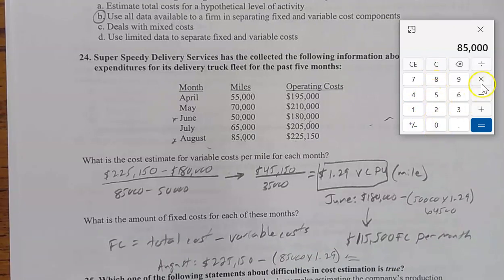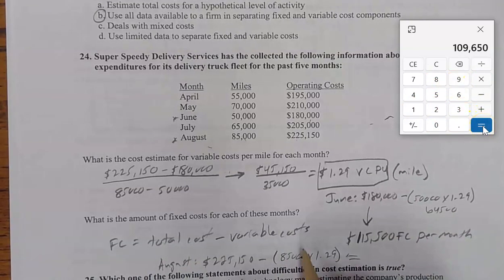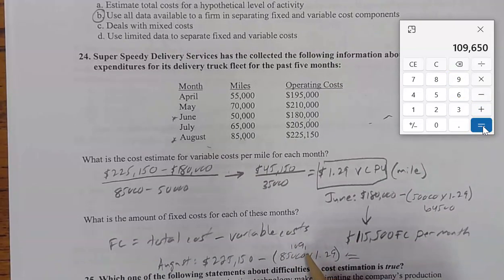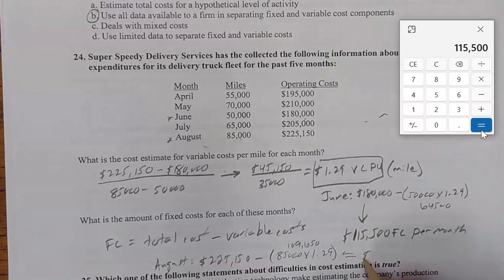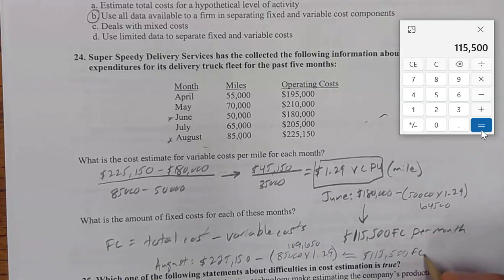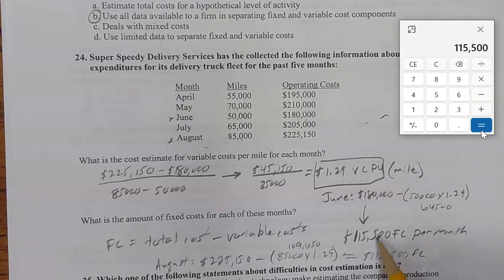85,000 times 1.29. So this is 109,650. Okay. So total cost of 225,150 minus variable costs of 109,650 equals 105,500 fixed cost. And notice both of our amounts match.